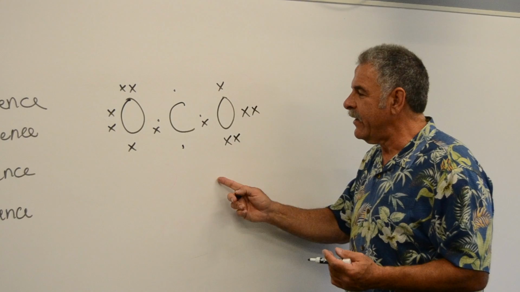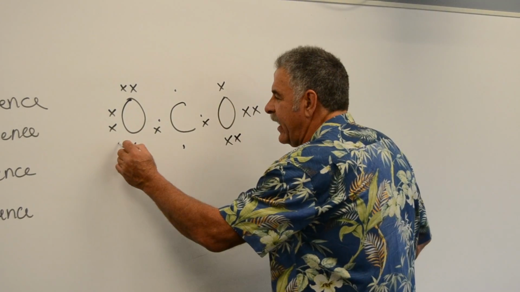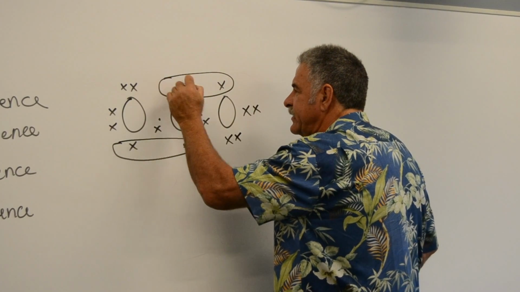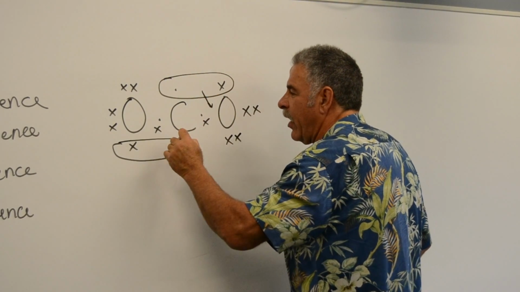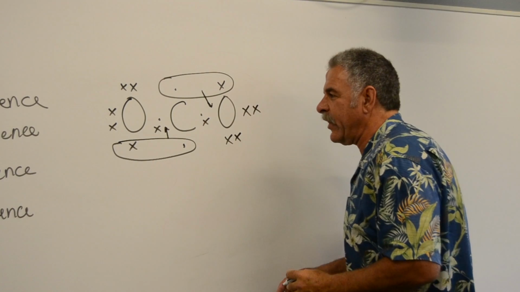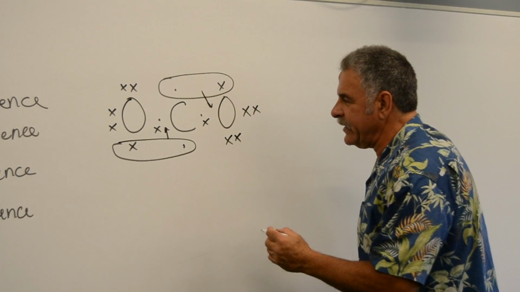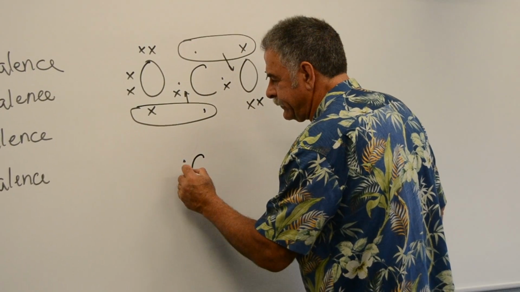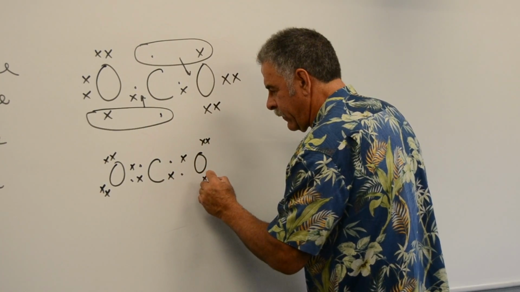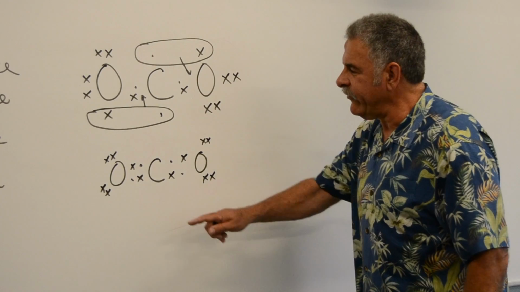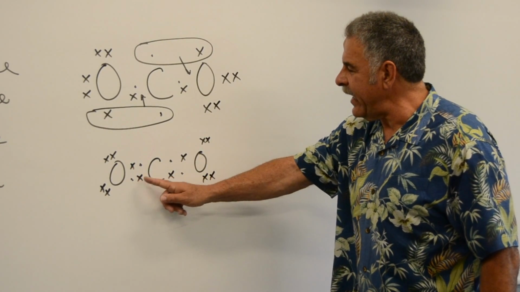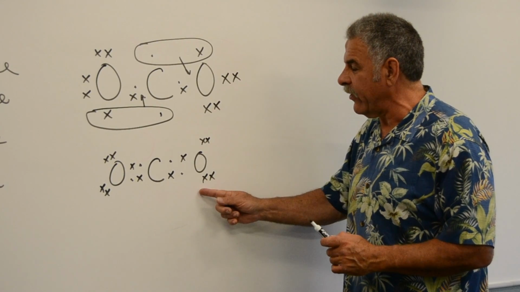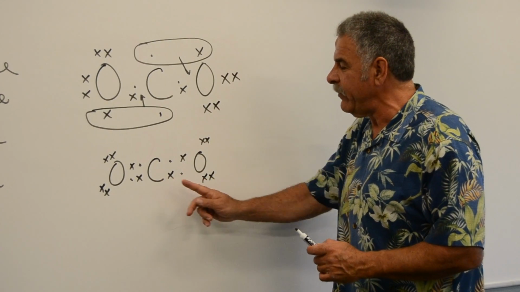We can't have that. But what we do have here is 2 single electrons on the bottom and 2 single electrons on the top that can come in and form bonds between the carbon and the oxygen. So let's add those now. All right, so now let's count them. 2, 4, 6, 8, 10, 12, 14, 16. So we still have the same number of valence electrons, but now we have a double bond in between them.